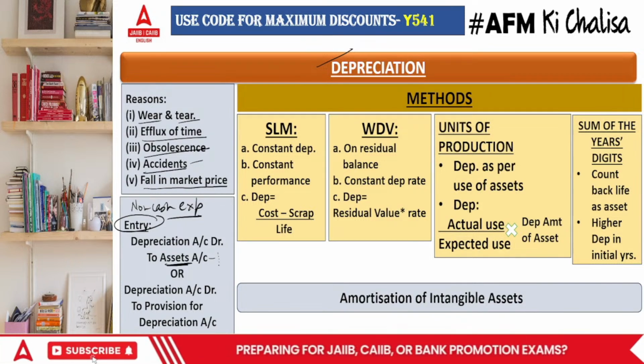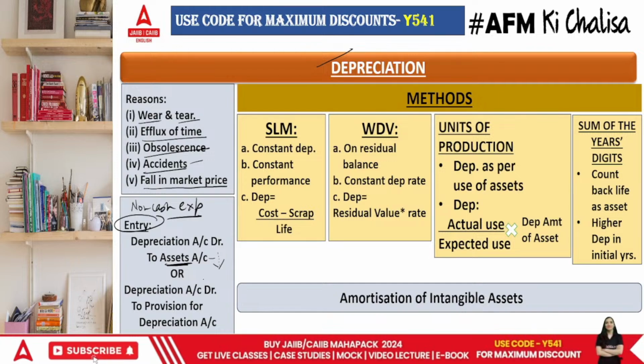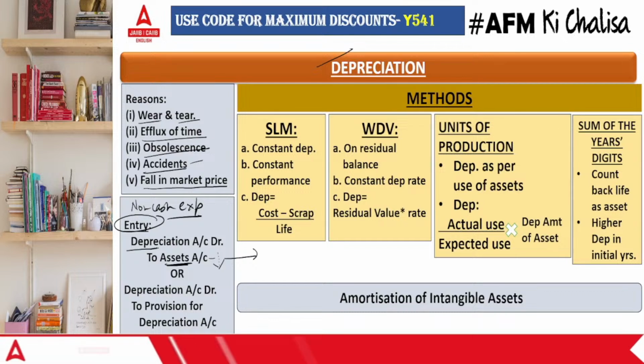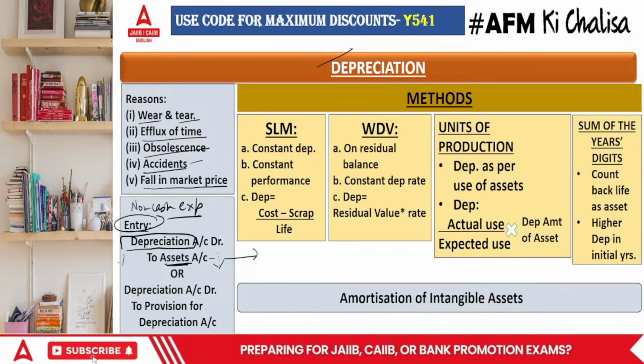Debit all the assets, and in this case, what did you say? Debit what comes in, credit what goes out. Your value of asset is going out, and the reason is depreciation, which is a loss.